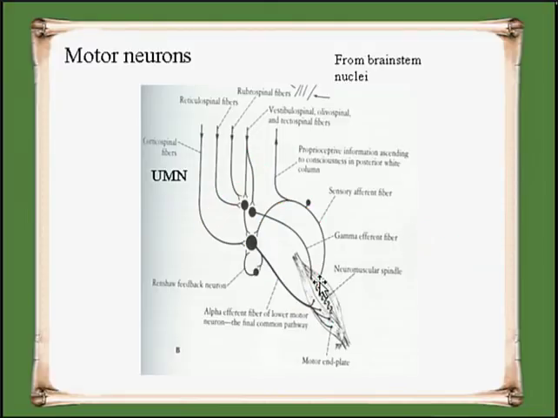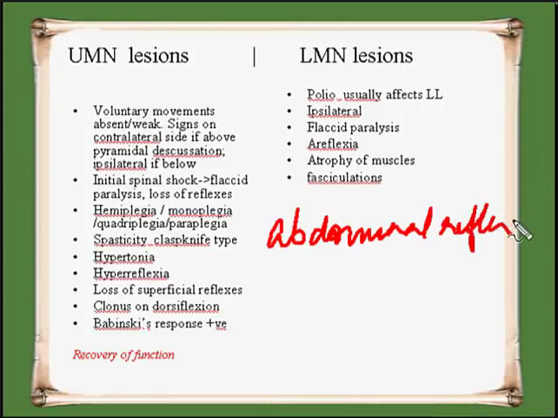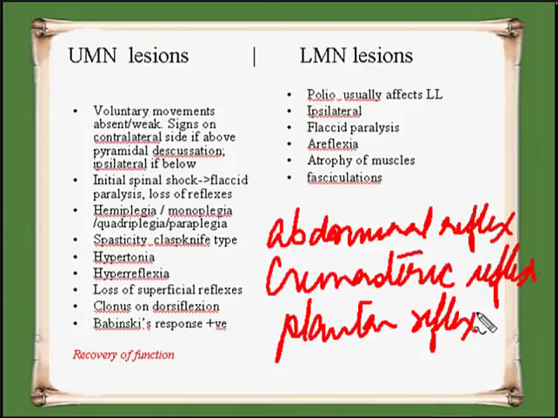And then we also have a loss of superficial reflexes. These superficial reflexes are the abdominal reflex, the cremasteric reflex, and the plantar reflex. These are what are called superficial reflexes. The abdominal reflex is when the skin over the anterior abdominal wall is gently scratched. You can see a contraction of the abdominal muscles. All of these superficial reflexes are protective in nature. The cremasteric reflex is when the inner aspect or the medial aspect of the thigh in a male is gently stroked.